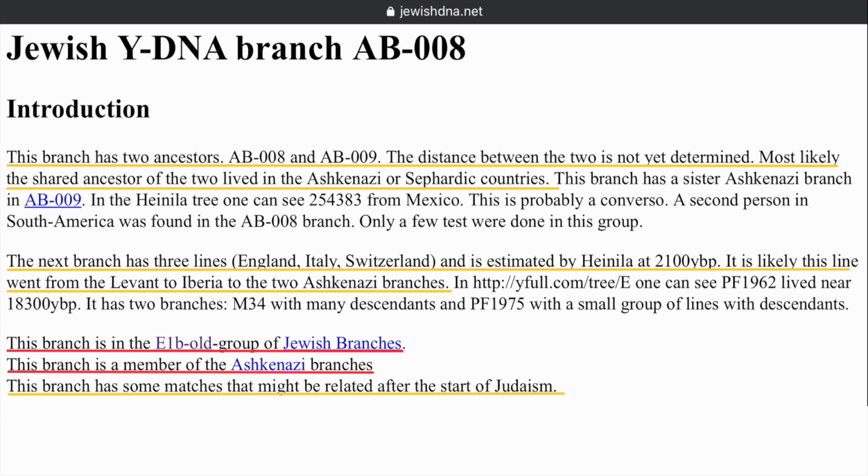This branch is in the E1b-old group of Jewish branches. This branch is a member of the Ashkenazi branches. This branch has some matches that might be related after the start of Judaism.